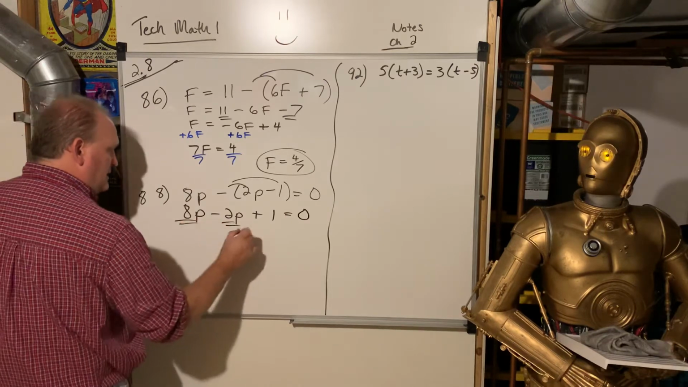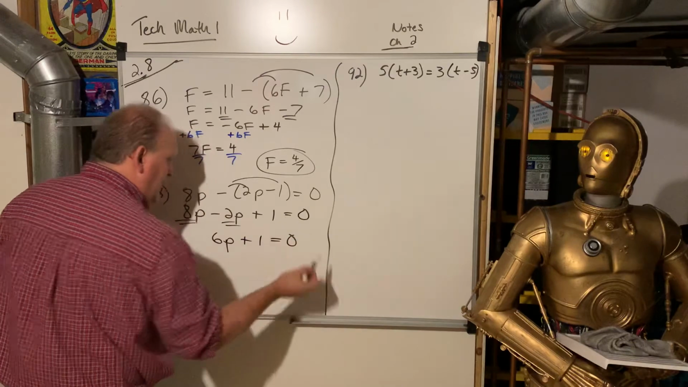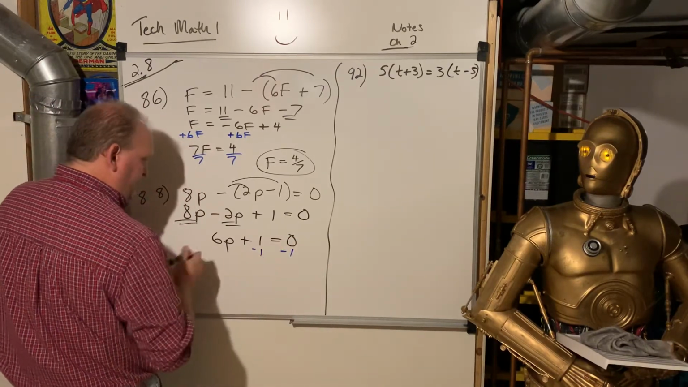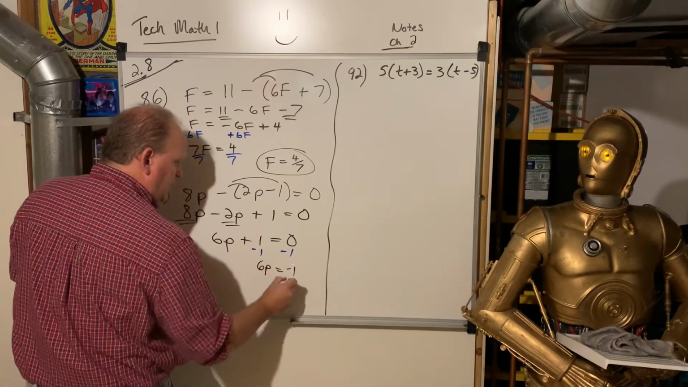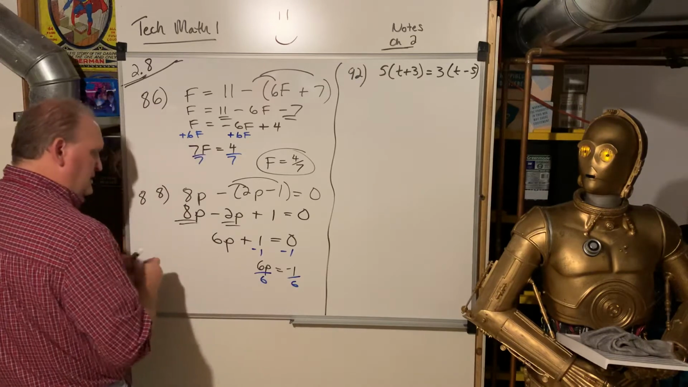All right, so now let's combine like terms. And now, again, we're ready to solve. So subtract 1 and divide by 6. So p is equal to negative 1/6.